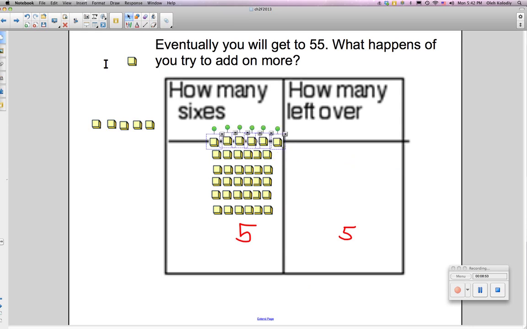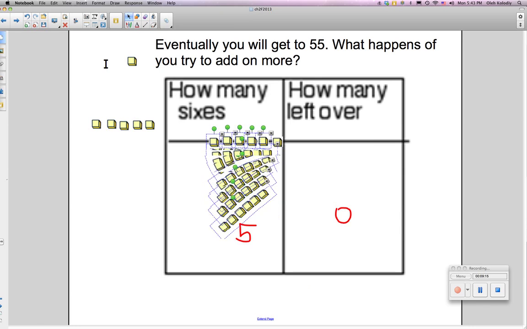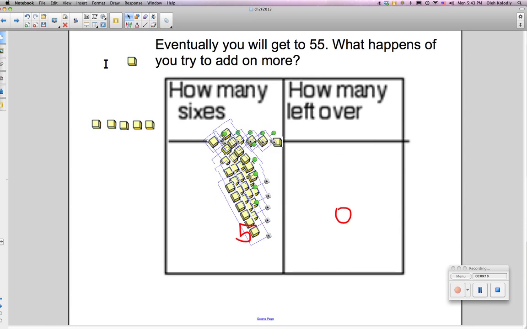a group of 6 out of these, add that on here, and because we don't have any 1s in this column, we're going to write 0 here, no 1s. But we don't know how to write this many groups of 6. So what we're going to do is we're going to group all these 6s.